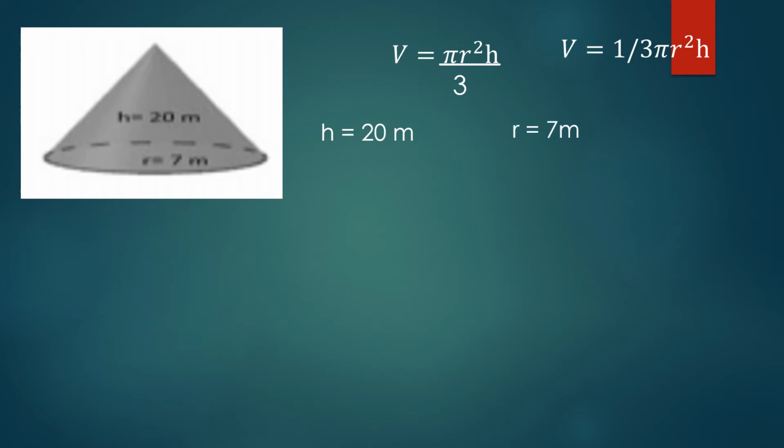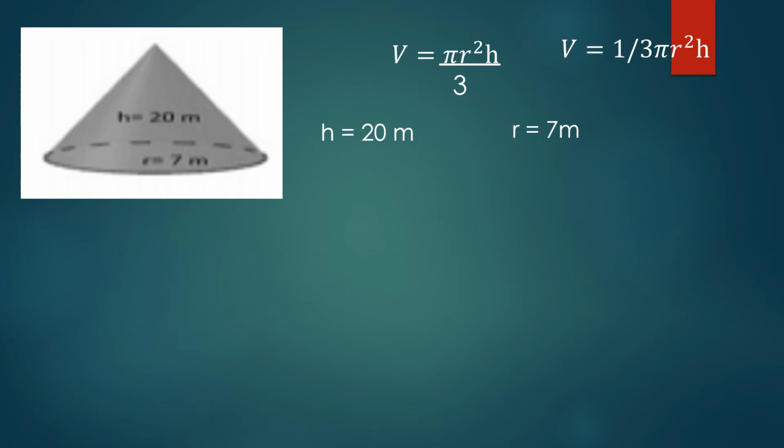So, let's have another figure. What is this? So, this is a cone. So, the formula in finding the volume of the cone is pi r squared times height divided by 3, or 1/3 pi r squared times height. So, ang pi natin uli ay 3.14. So, ang height natin ay 20, ang radius natin ay 7.